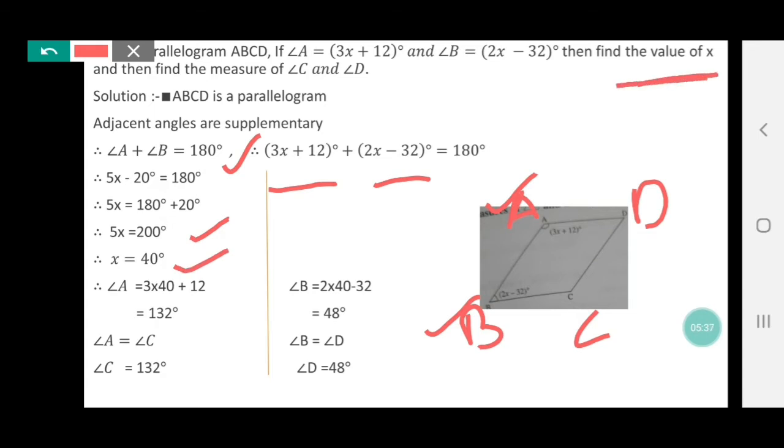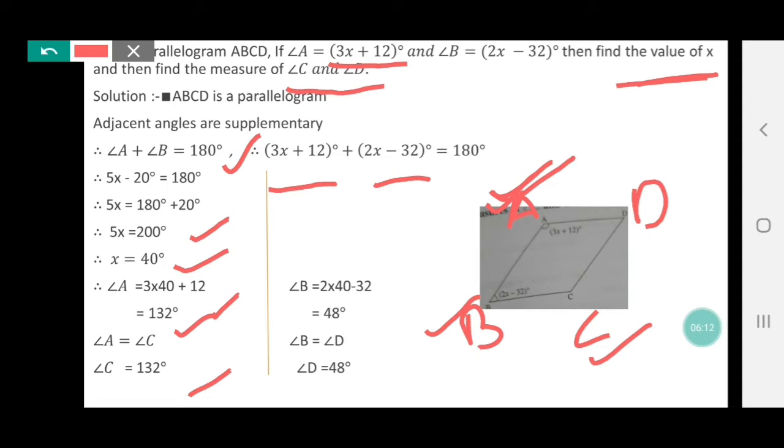Now what we have to calculate? We have to calculate C and D. Now angle A is equal to angle C. First we have to find out what is angle A. To calculate angle A, I have to substitute the value of x in 3x plus 12. So that is 3 into 40 plus 12. 3 40s is 120, and 120 plus 12 is 132. Now angle A is equal to angle C, as they are opposite angles. So angle C will also be equal to 132 degrees.